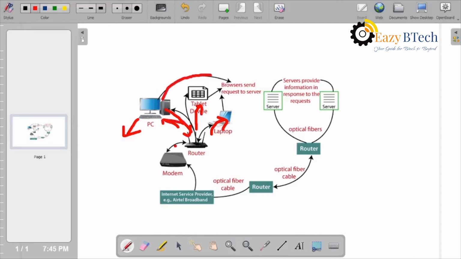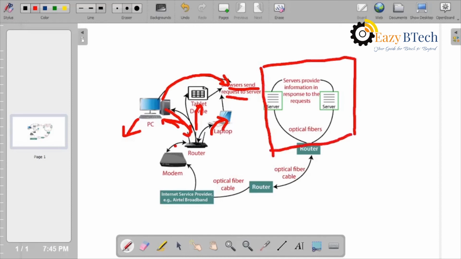By using a web browser, we are requesting our information from the server. Browsers send a request to the server, and this is the server. The server provides information in response to the request, and it is connected with an optical fiber, which is nothing but a transmission medium, and this will be connected to one of the communication devices, the router.